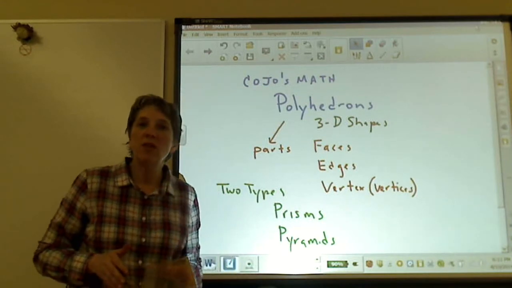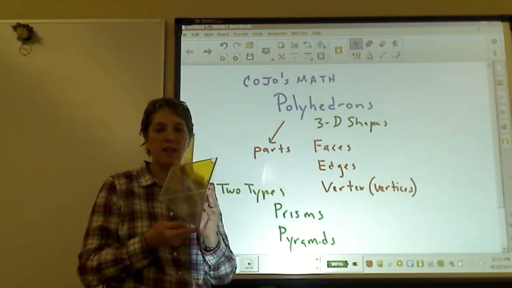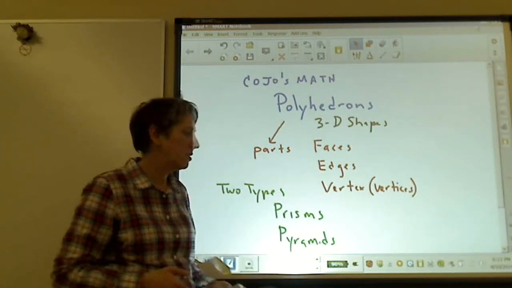And then how many vertices do we have? 1, 2, 3, 4, 5, 6. Because we're looking for the points. All right.